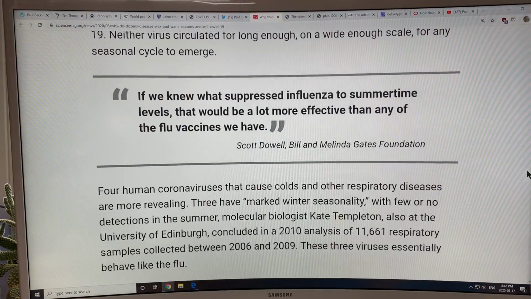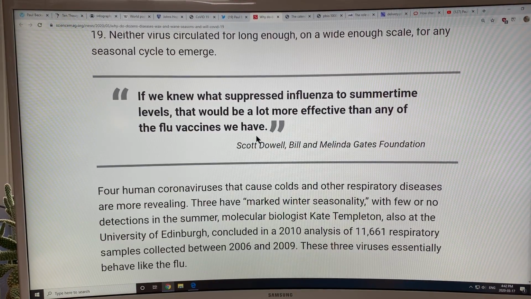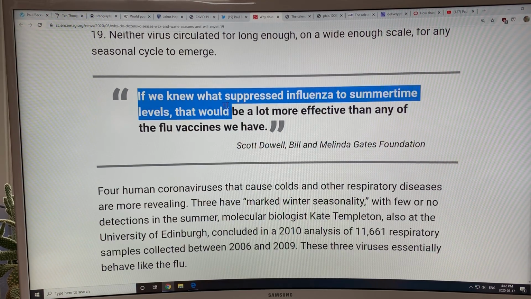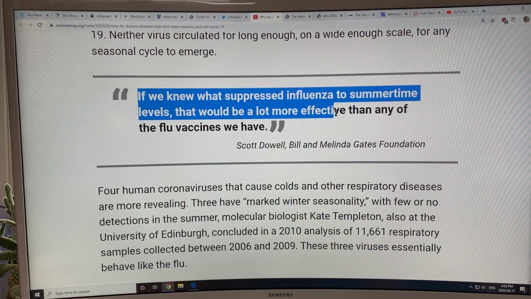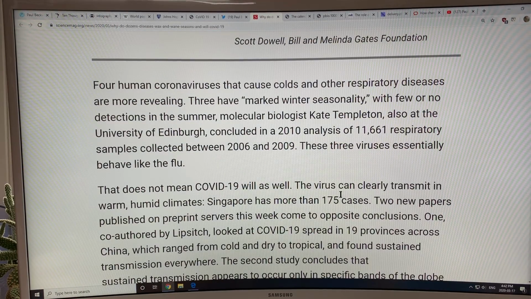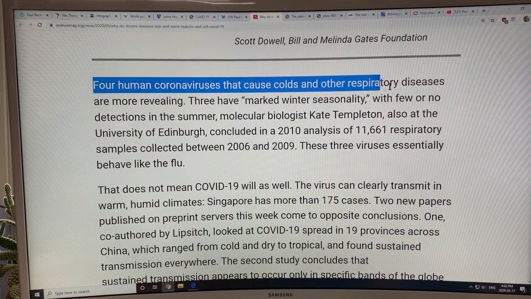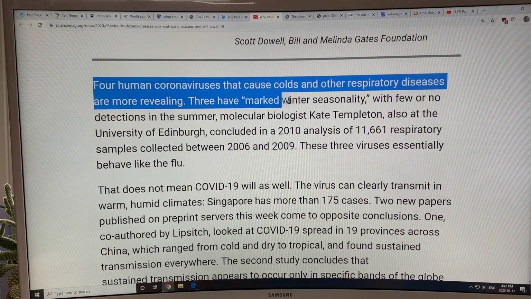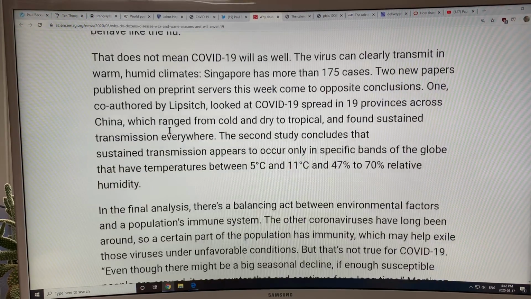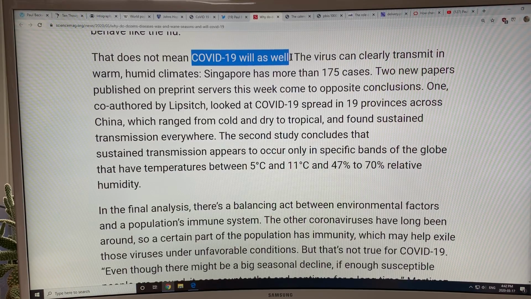Those are the key things. And if we knew what suppressed influenza to summertime levels in North America, for example, that would be a lot more effective than any of the flu vaccines that we have. There are 4 human coronaviruses that cause colds and other respiratory diseases. 3 of them have marked winter seasonality, with few or no detections in the summer. But we don't know how COVID-19 will behave yet.